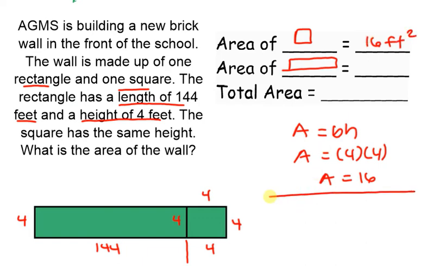Okay? Now we have the rectangle. The rectangle is also area equals base times height. So area equals, our base is 144, and our height is 4. And so 144 times 4 is going to be 576.